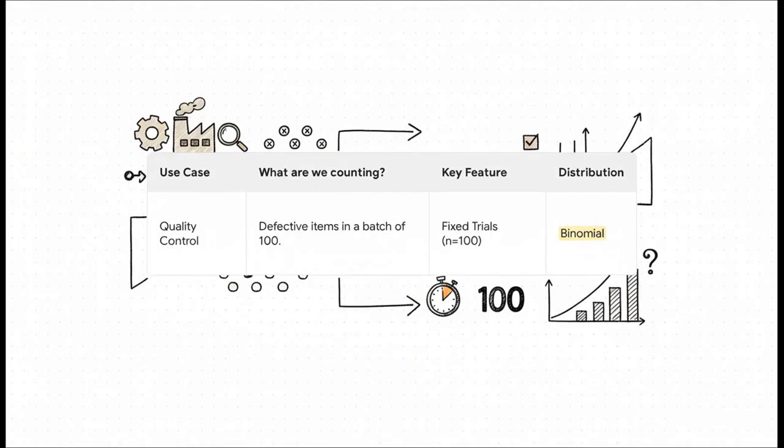A classic example is something like quality control, right? Imagine you're inspecting a batch of exactly 100 items from a factory line. Because your number of trials is fixed, it's 100, and you're counting the number of defects, this is a textbook case for the binomial distribution.